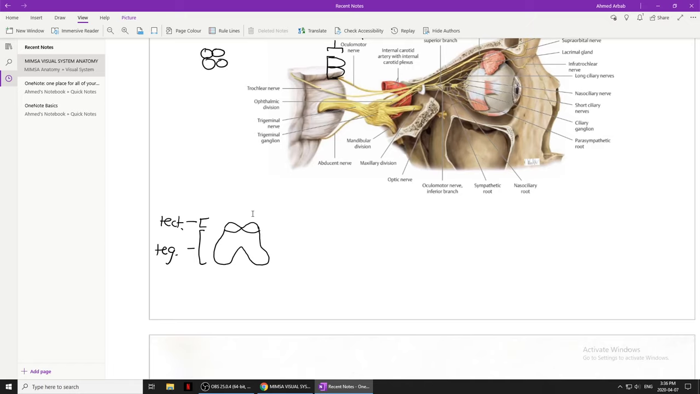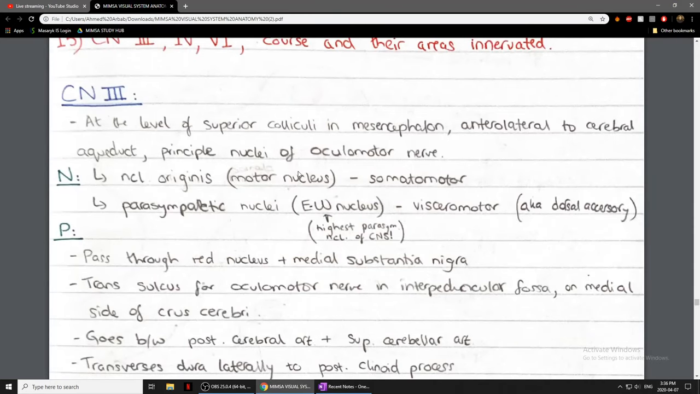The two above are the superior colliculi. Colliculi, I guess, means buttons in Latin. And the two bottom ones are the inferior colliculi. So the superior colliculi are part of the visual pathway. When you learn about the nervous system, you'll understand what that means.